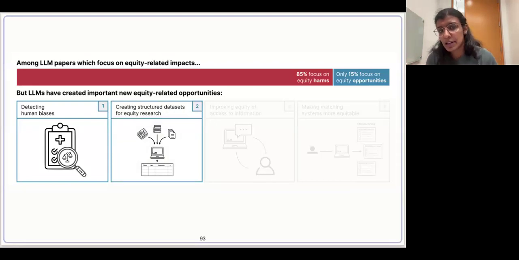Second, we're excited about the use of LLMs to create structured data sets for equity research. So equity research relies on these structured data sets, which track standardized sets of fields in a consistent way. For example, the race of a patient or the patient's health insurance provider. And this is really what allows us to quantify disparities and develop policies to mitigate them.